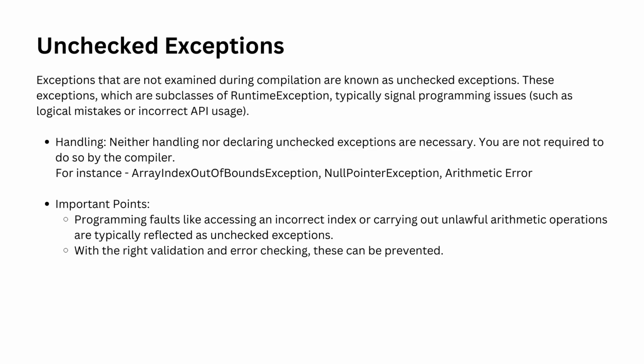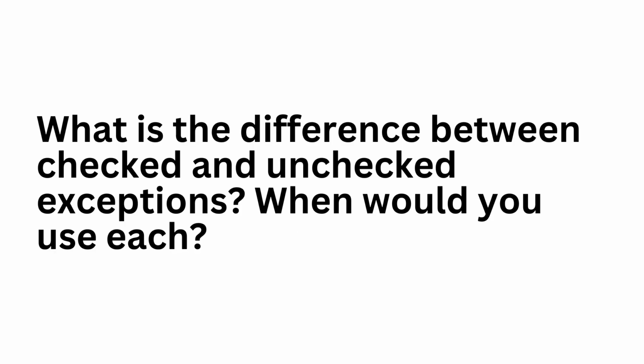Now talking about unchecked exceptions, these are not checked at compile time. These are subclasses of RuntimeException, which means that these are checked at runtime. These include exceptions that generally indicate programming bugs. So we are not required to handle or declare unchecked exceptions. The compiler does not force you to do so. The examples could be NullPointerException, ArrayIndexOutOfBoundsException, ArithmeticException, right? In general, checked exceptions are used when a method can encounter predictable but recoverable issues, whereas unchecked exceptions typically represent bugs that should be fixed by the developer.